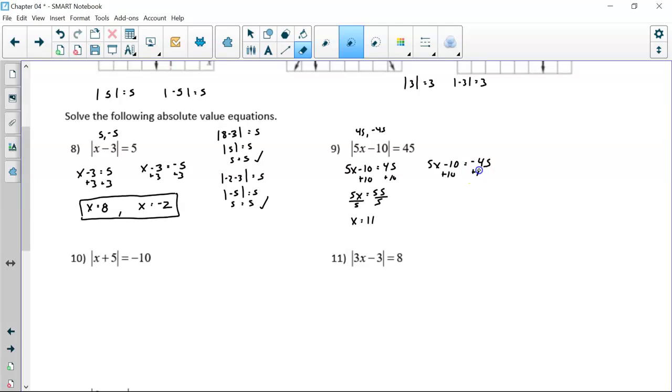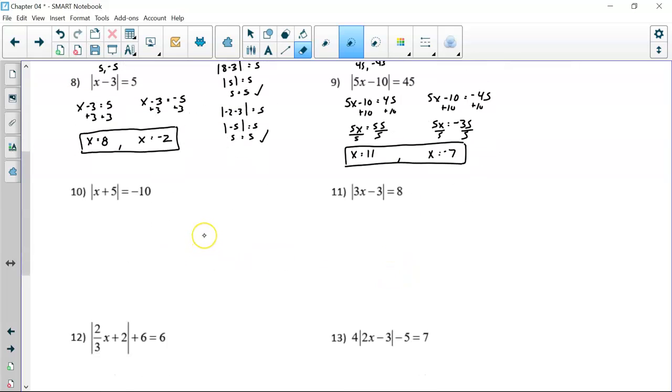Add 10 to both sides. 5x equals negative 35. Divide both sides by 5. X equals negative 7. There's our two solutions. So like I said, you could substitute back in and check your answer.